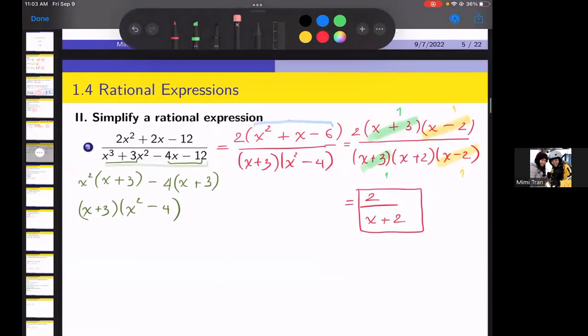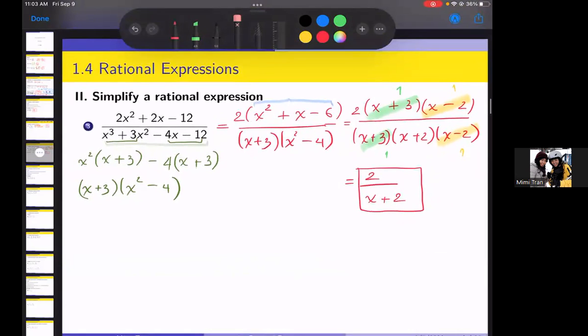Do you have any questions at this point? This is an easy one. Yes. x cannot be negative 2.